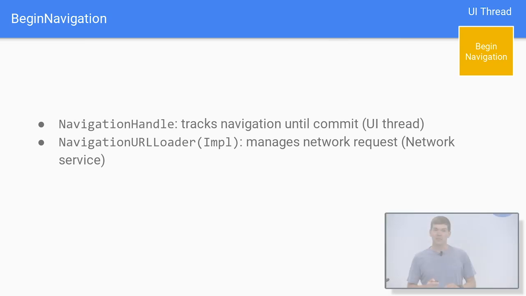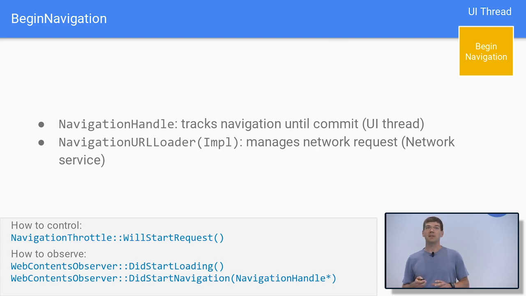Okay, so now let's go through some of these steps in a little more detail. Begin navigation, as I mentioned, is what kicks off the navigation flow. This is where we'll create the navigation handle object, and this will basically track all the states of the navigation until the navigation commits.